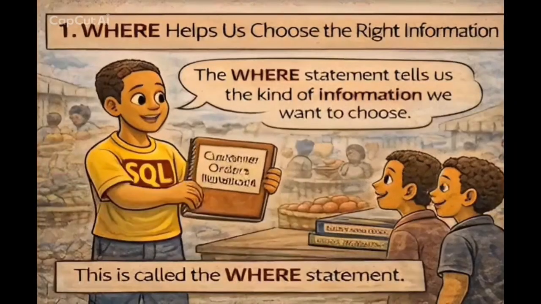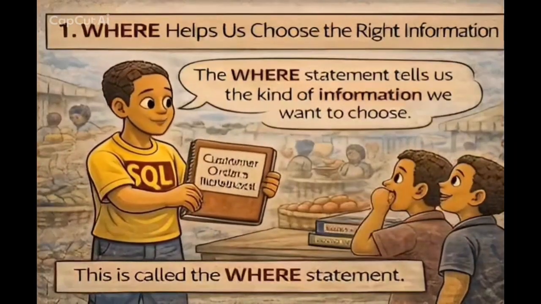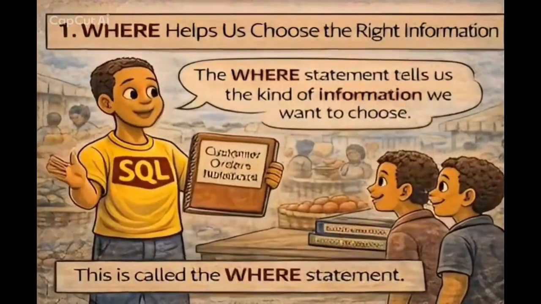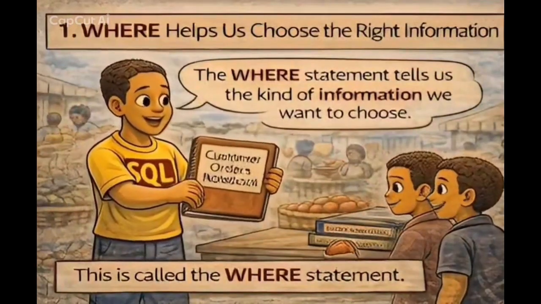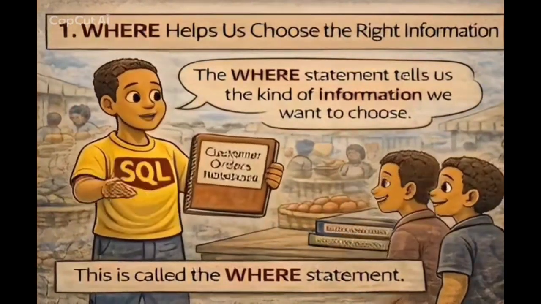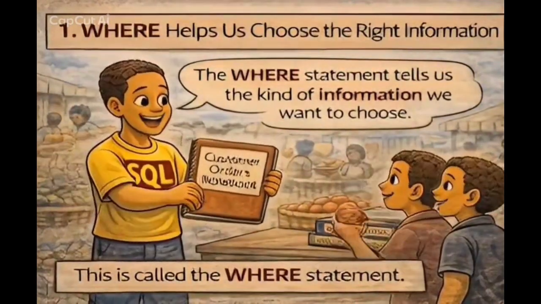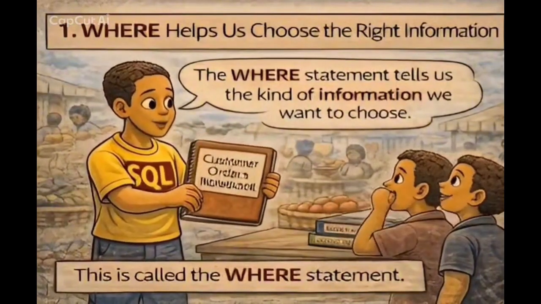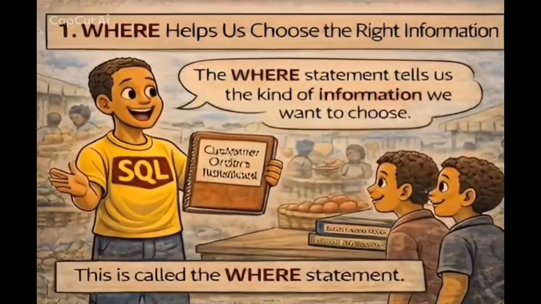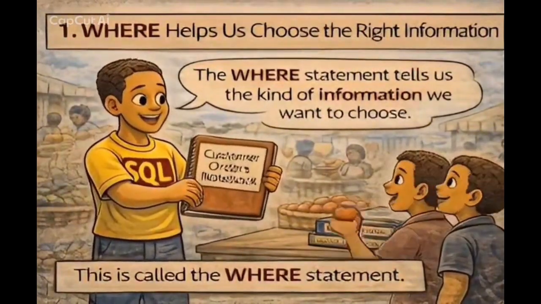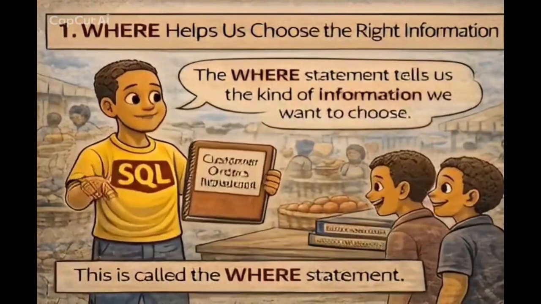All right, explorers. Do you remember in our select lesson when we were searching for tomatoes that were big and red? We looked at the trader's notebook and picked the tomatoes that matched those two things. Well, that idea actually belongs to a special SQL word called where. The where statement tells the computer the kind of information we want to choose.